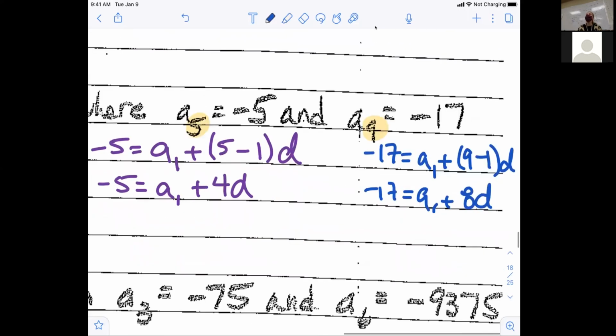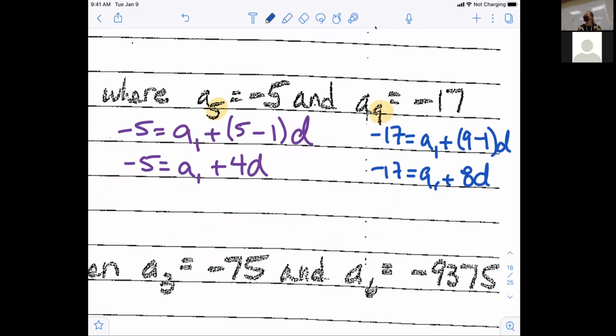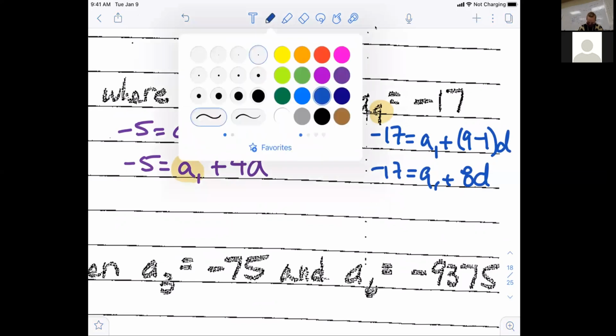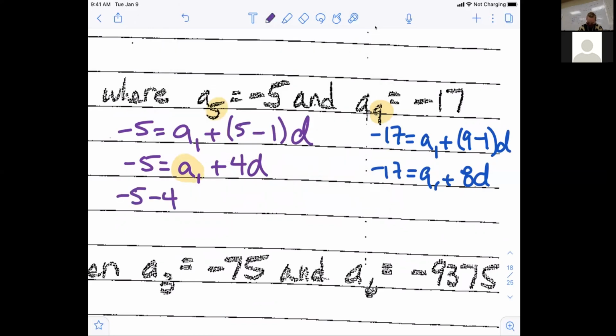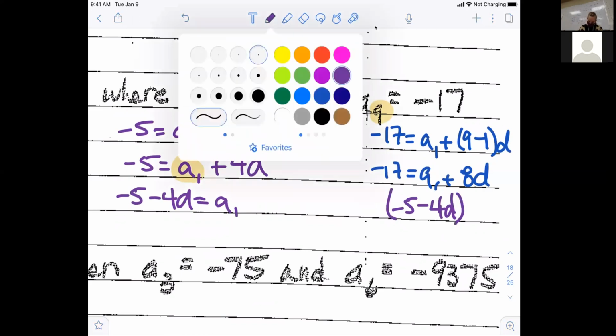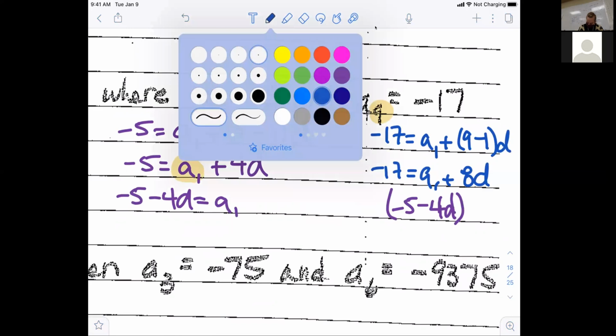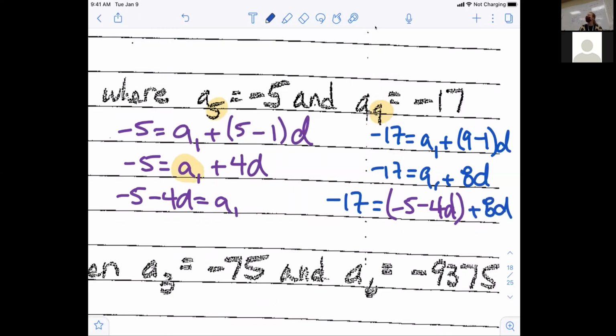Now you're welcome to solve this using elimination or substitution, or I guess technically you could graph it. I don't know why you would do that, but you could do that technically. I'm going to do substitution because I think that that's easier here. I see that I've got a sub 1 all by itself in both of these. So if I can solve for one of them, then I can substitute that new expression in for a sub 1. So I'm going to minus 4d from both sides of that first equation. So I've got -5 minus 4d equals a sub 1. And I'm going to plug -5 minus 4d in for my a sub 1. Everything else stays the same. I still have -17 equals that and plus 8d at the end.